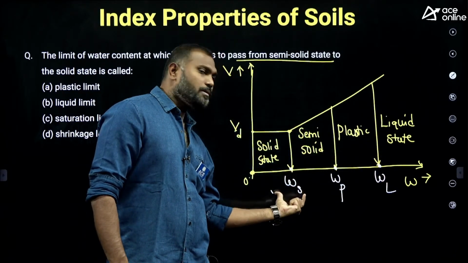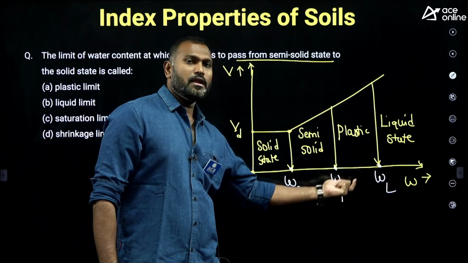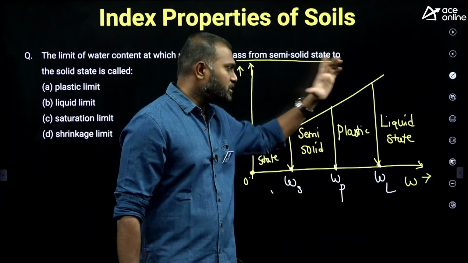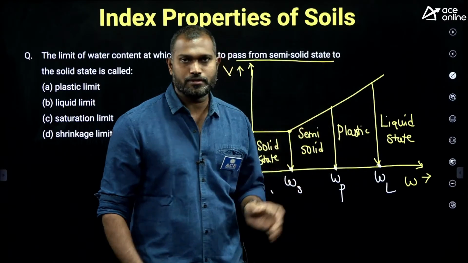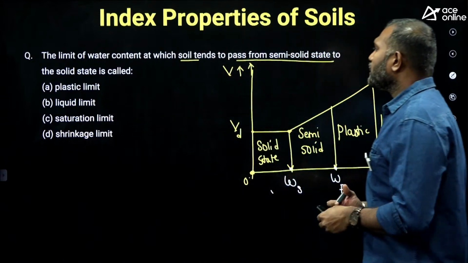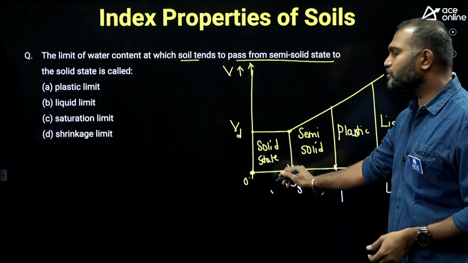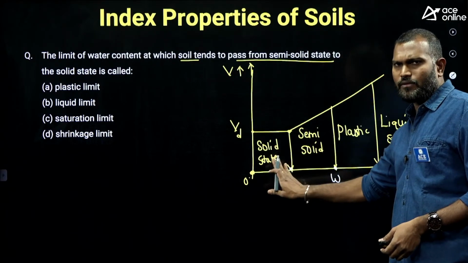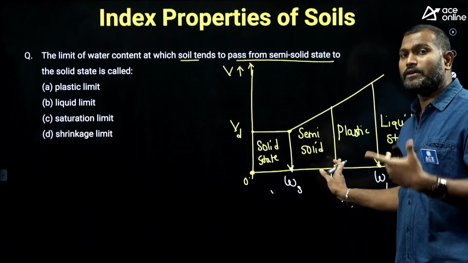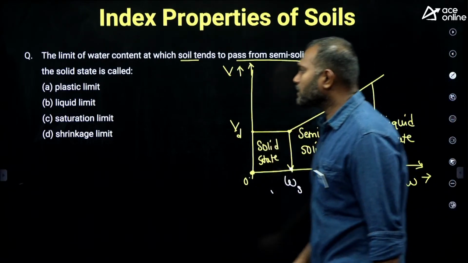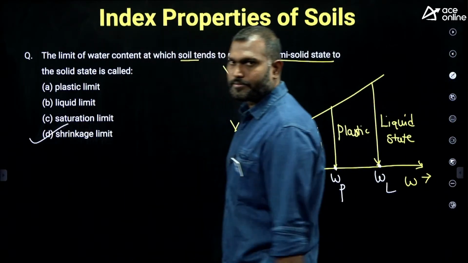Out of which, shrinkage limit is the least one, plastic is the middle, and liquid limit is the largest one. So this chart is enough for you to solve a lot of questions. Now, the limit of water content at which soil tends to pass from semi-solid state to the solid state, semi-solid to solid. If you add water, solid to semi-solid. If you evaporate, semi-solid to solid. So what is that limit? That is the shrinkage limit.